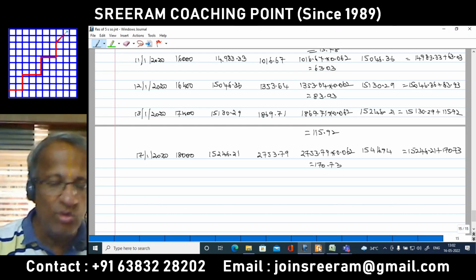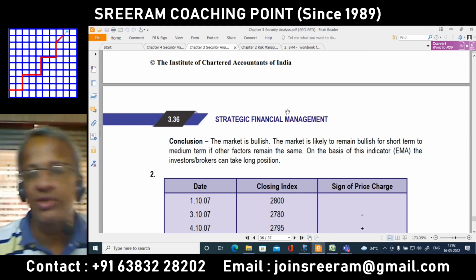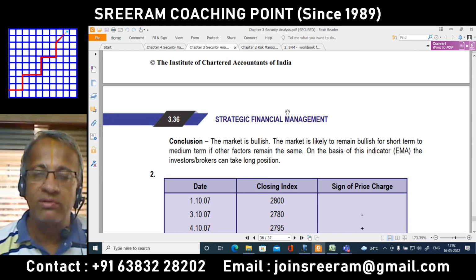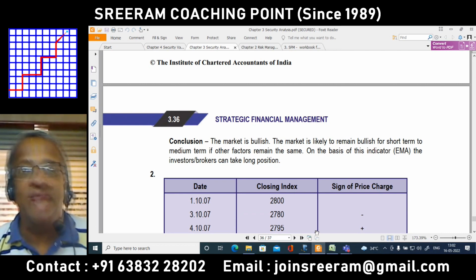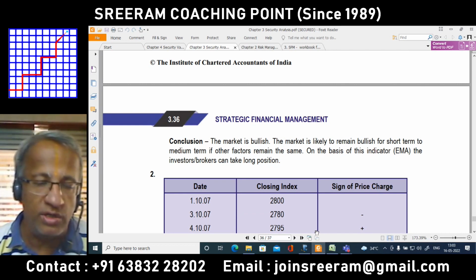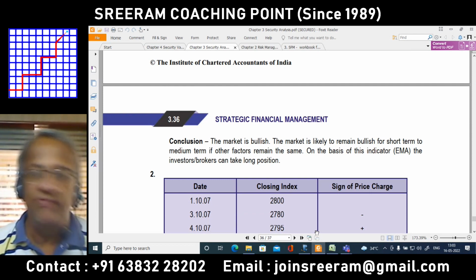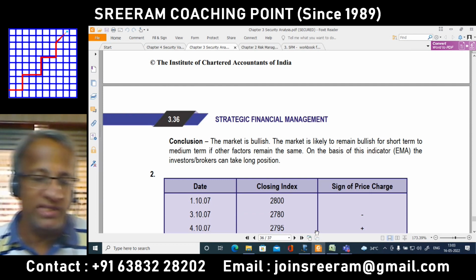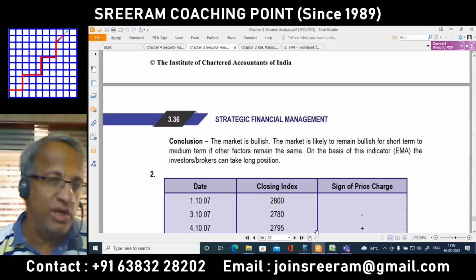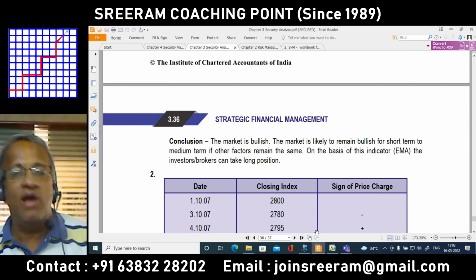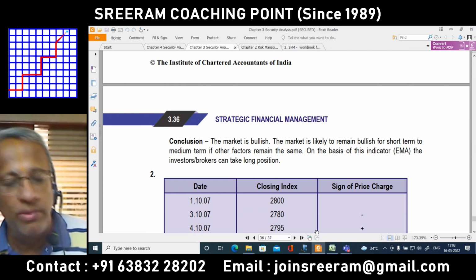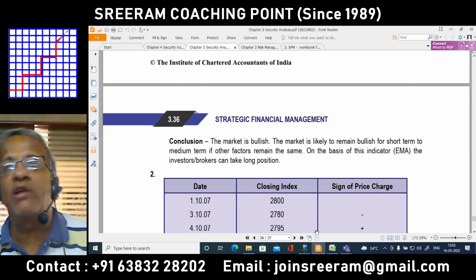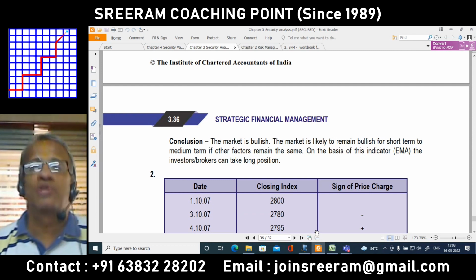Okay. What is the conclusion that we would be making? Look at the conclusion. The market is bullish. So what do you mean by bullish? It is on the rise. The market is likely to remain bullish for short term to medium term if all other factors are remaining the same. So on this basis of this indicator, exponential moving average, the investor or broker or anybody for that matter, they are expected to buy, that being take long position. This is the conclusion that we are going to make.